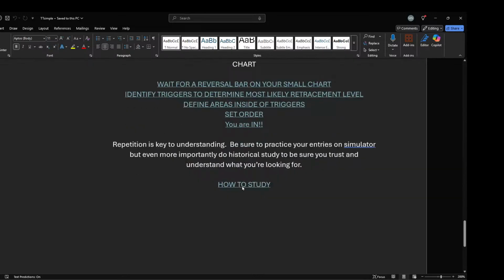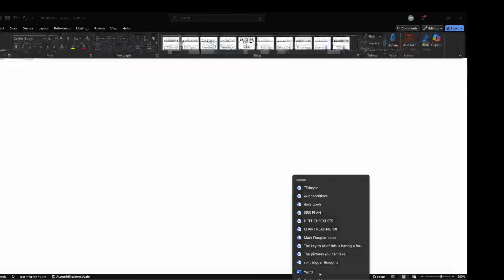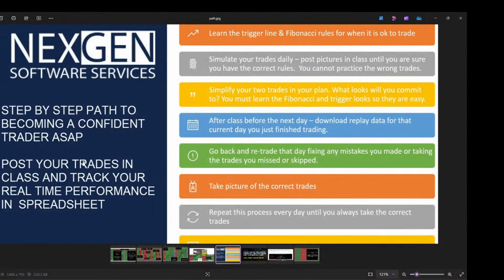Guys, this is everything that you need to be able to take a high probability trend trade. The only thing you need to do is practice and ask for feedback. Make a mistake, learn how to fix it. That's how we get to where we want to be.